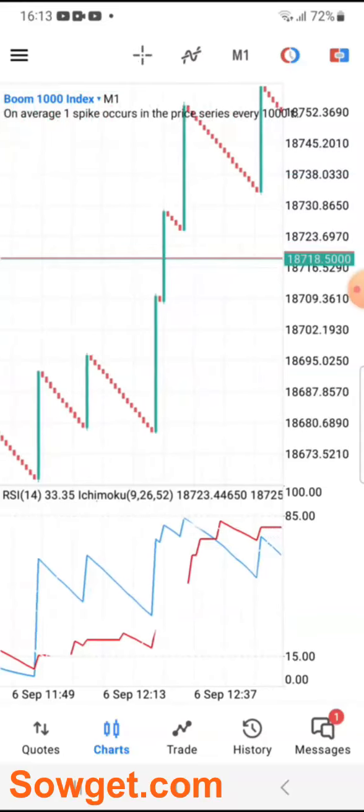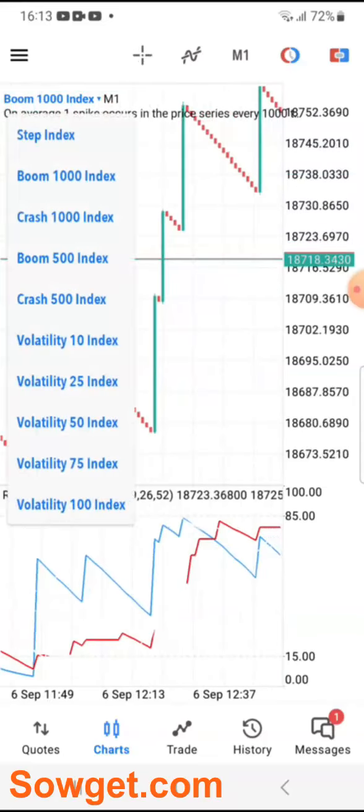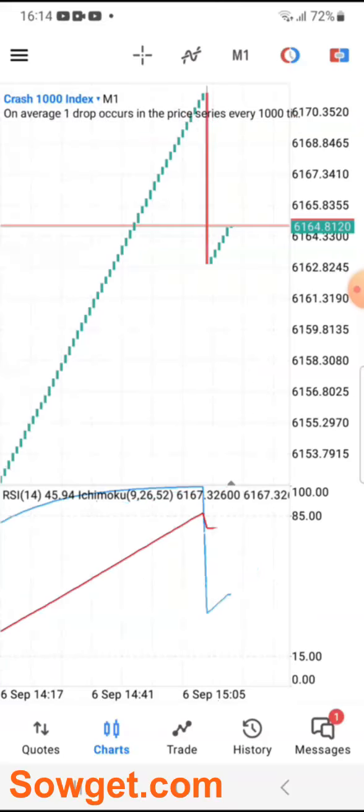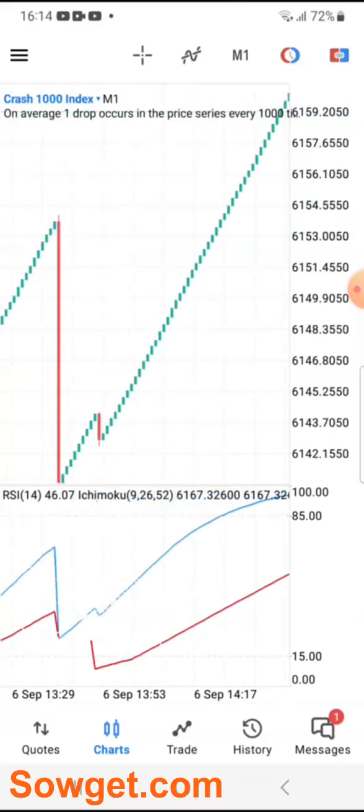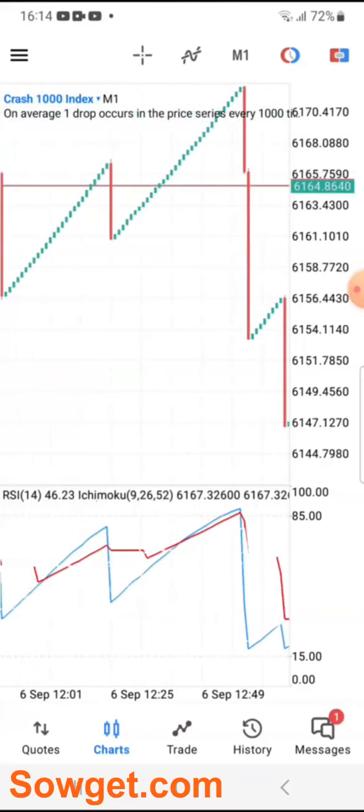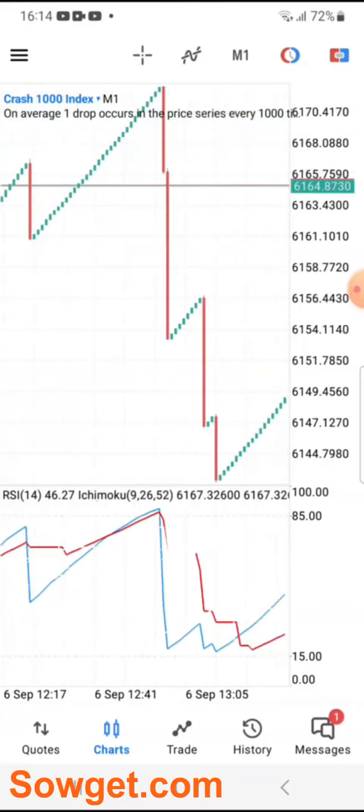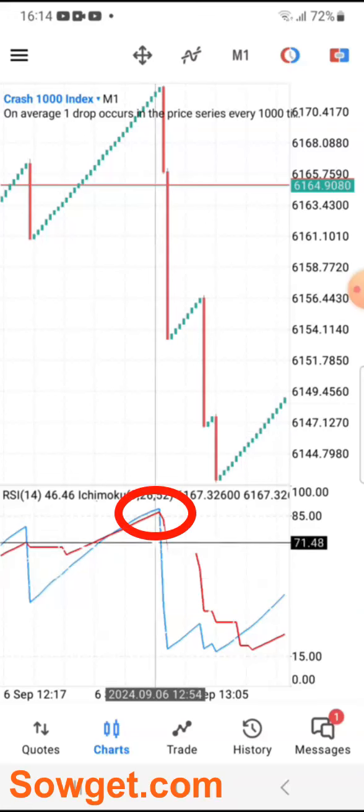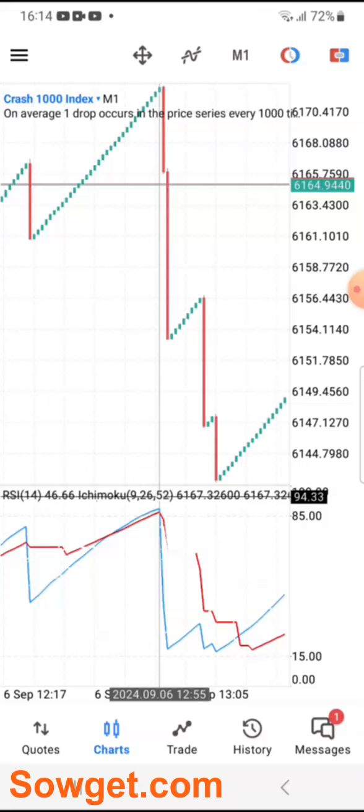Okay, so let's say we take this on a Crash 1000. The inverse is just the case for Crash 1000 or Crash 500. So in this case, you simply wait for your Ichimoku and your RSI to go above the 85. As you can see in this Crash 1000 here, the Ichimoku and the RSI went above 85 here. All right, then you simply wait for a spike to occur.